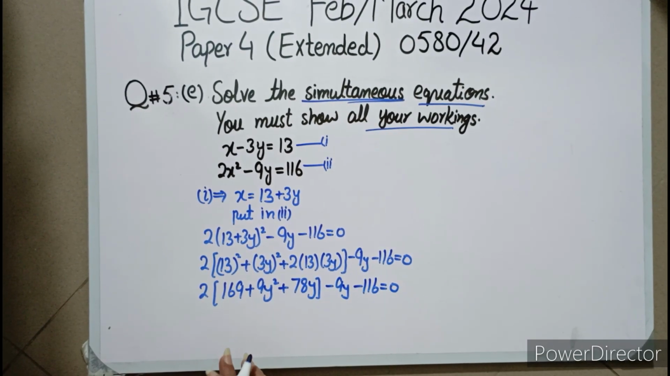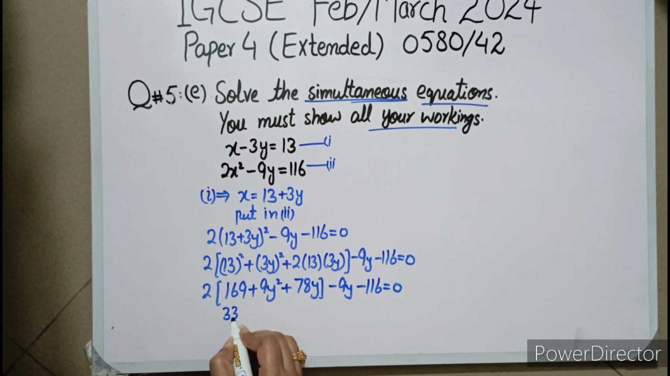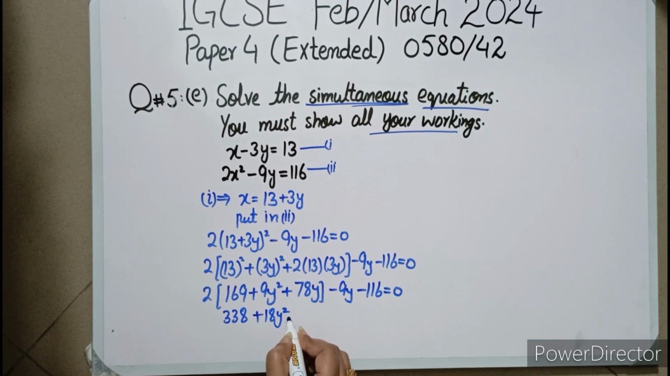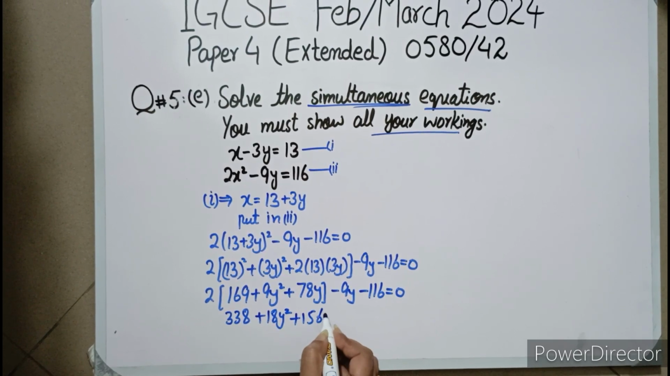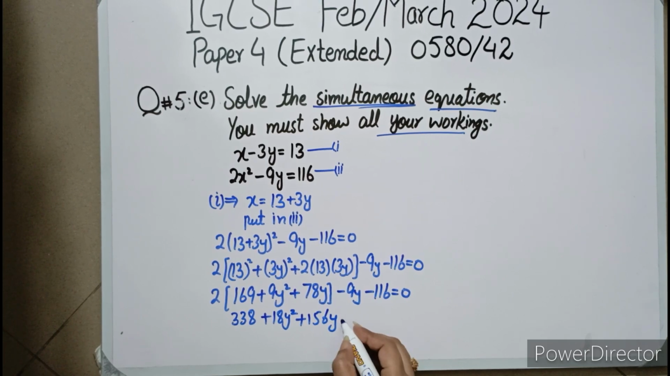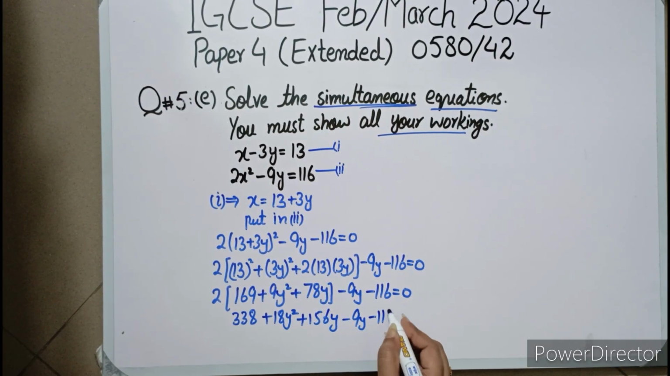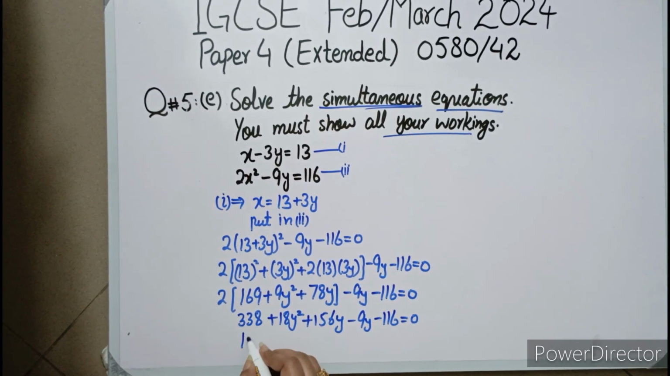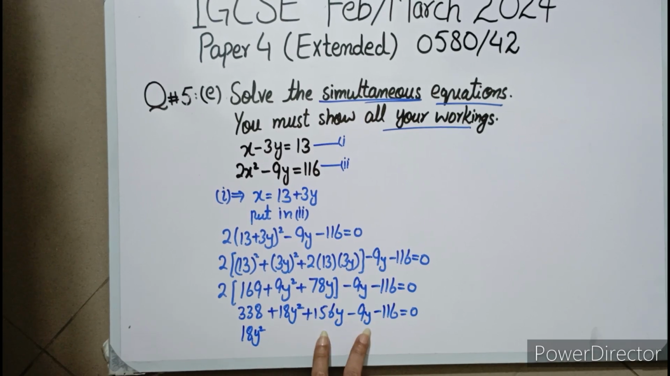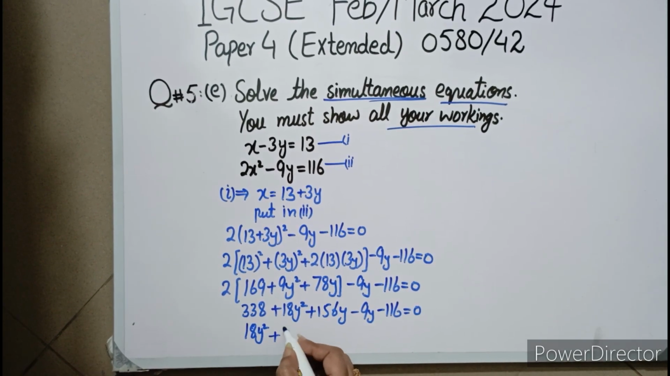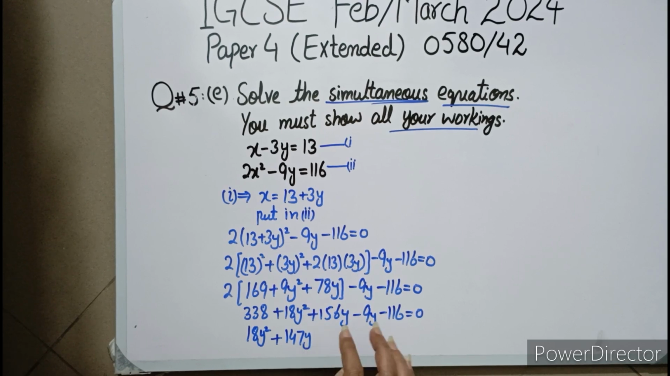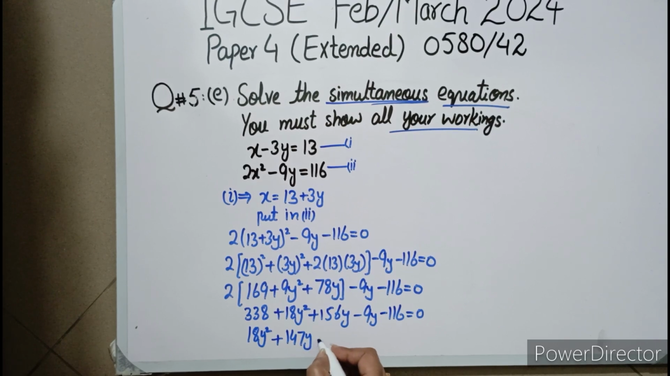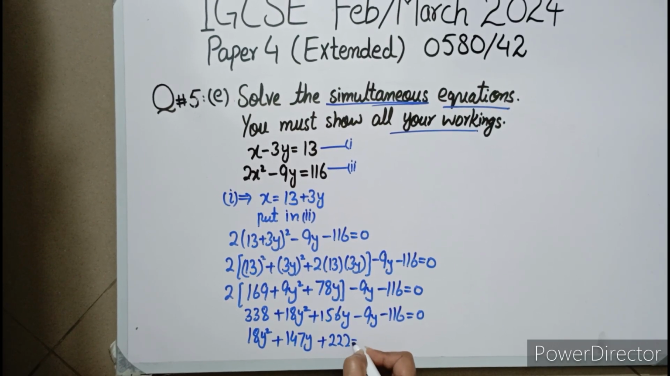Now multiply this 2 with this one, you will get 338 plus 18y squared plus 156y minus 9y minus 116 equals 0. After solving, you will have 18y squared. You have to solve these two terms together. After solution, you will get 147y, and you have to use these two terms together. That will give you 222 equals to 0.